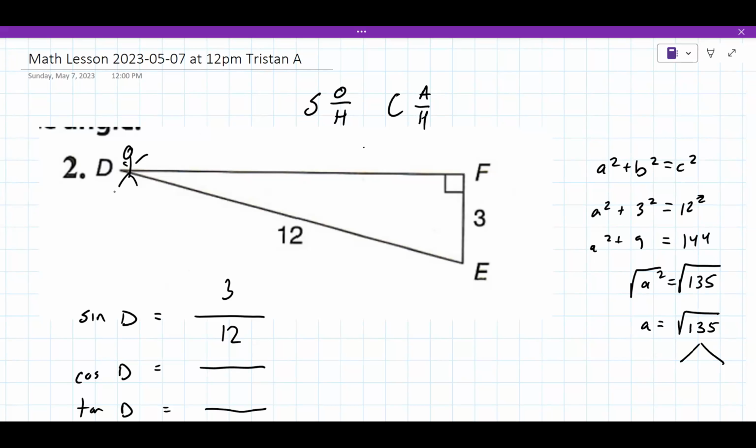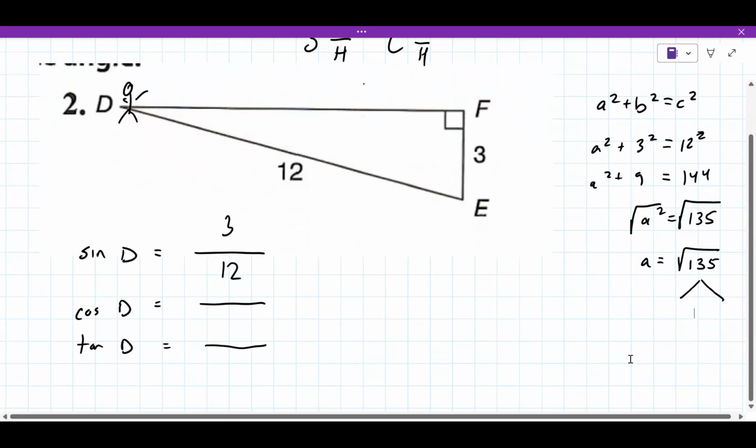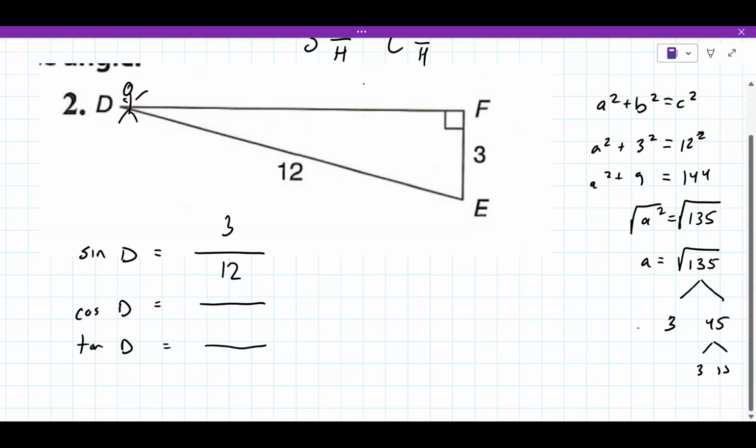This does reduce. Have you guys been reducing roots in your class? I know we did it a couple times a few weeks ago. Trying to remember if we even do that. We probably do, but I don't know. So this is 3 and 45. I'm just going to give it to you. We got a lot of stuff to get through, so I don't want to get bogged down by this. And then 3 and 15. So this ends up being 3 square root 15.